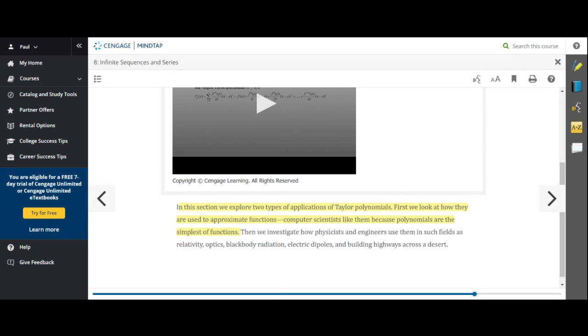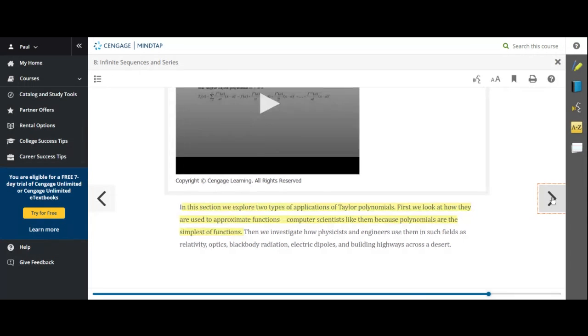There are a lot of applications, and actually in your web assigned homework for section 8.8, the third problem, where you look at an example, deals with Einstein's theory of special relativity. Don't worry, you'll be able to do it fine, but don't worry about that now.